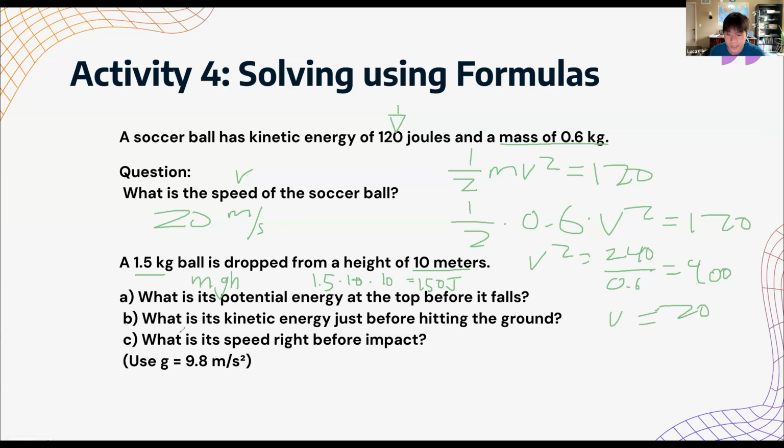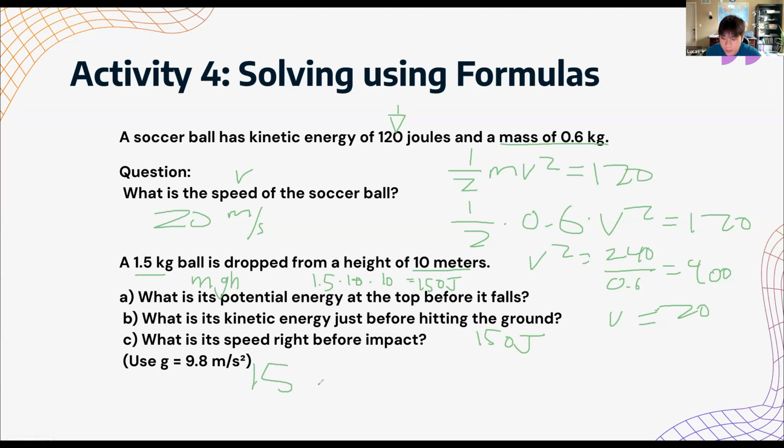What is its kinetic energy just before hitting the ground? Oh, this one is kind of hard. Actually, wait, no, it's not. It's just equal to the potential energy, right? It's got 150 joules of kinetic energy right before it hits the ground, because all that potential energy at the top turns into kinetic energy. Right before it hits the bottom, it has zero potential energy, which means it has to have all kinetic energy. So it's 150 joules. Is it 1500 joules? No, it's 150.